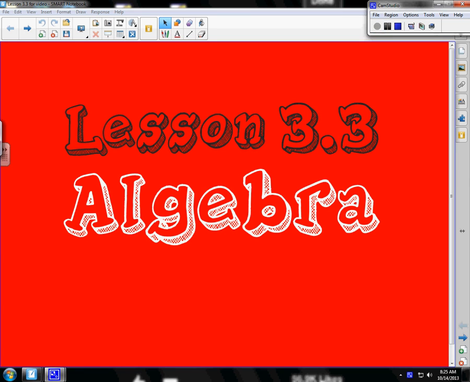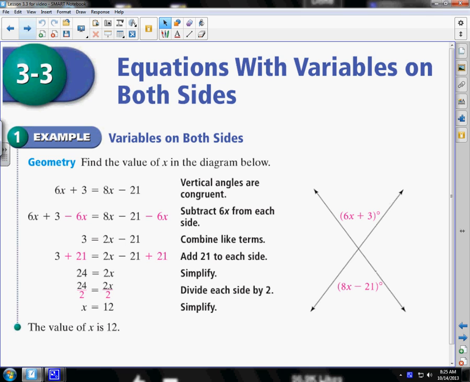Hey guys, this is lesson 3.3 for algebra. 3.3 is titled Equations with Variables on Both Sides.